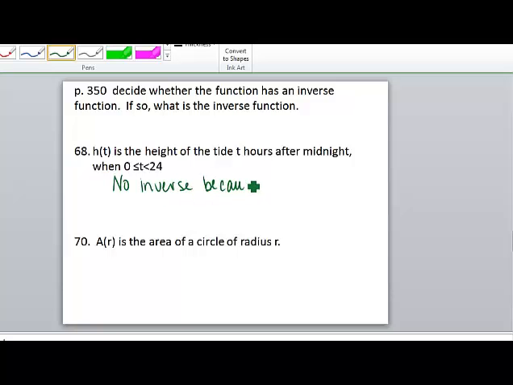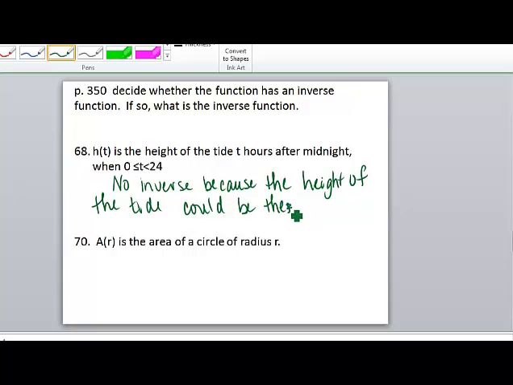because the height of the tide could be the same at multiple times, therefore making it not 1 to 1.